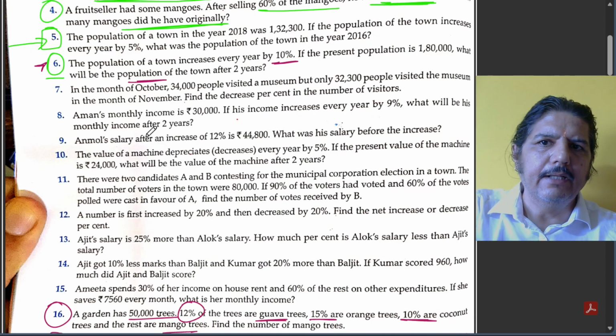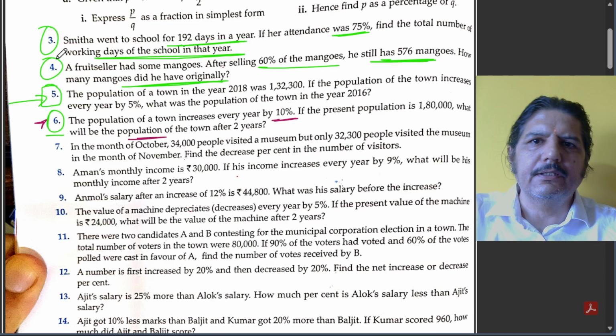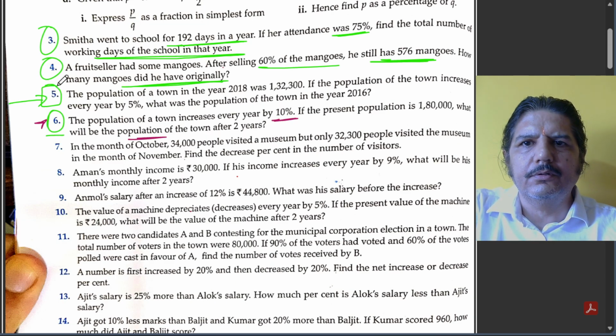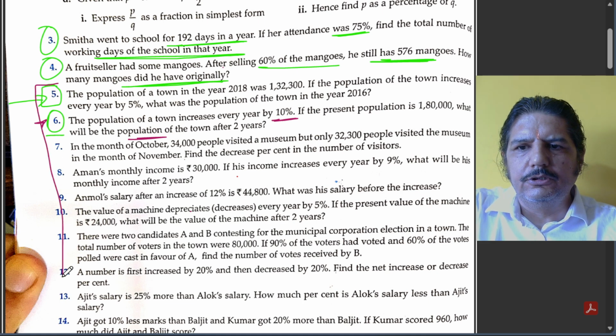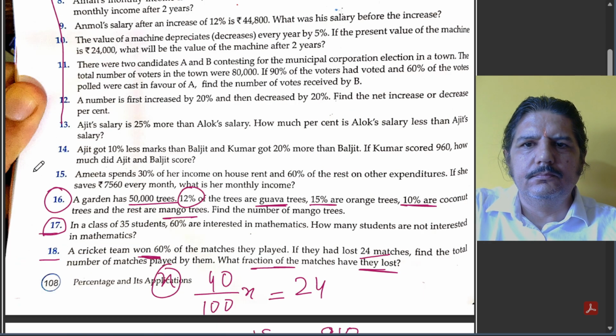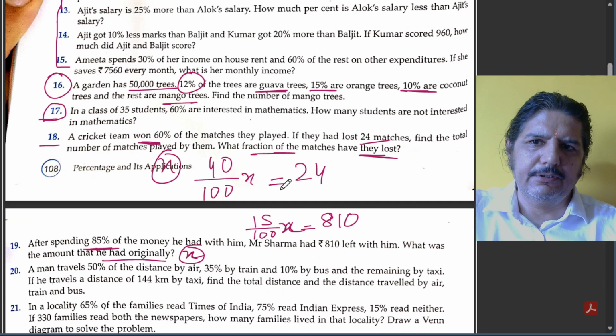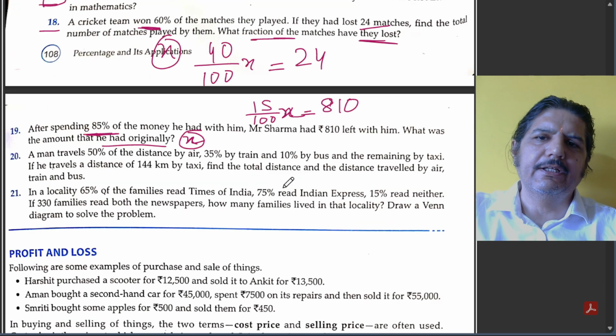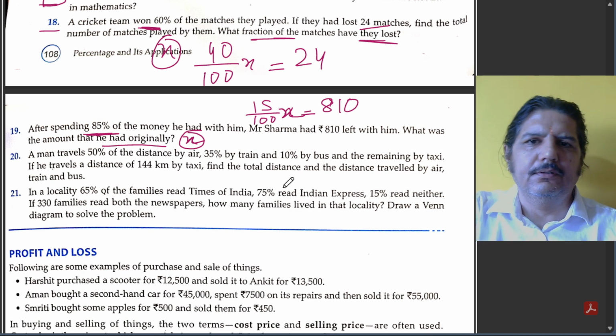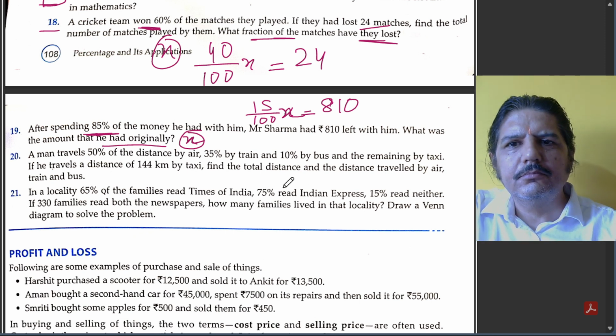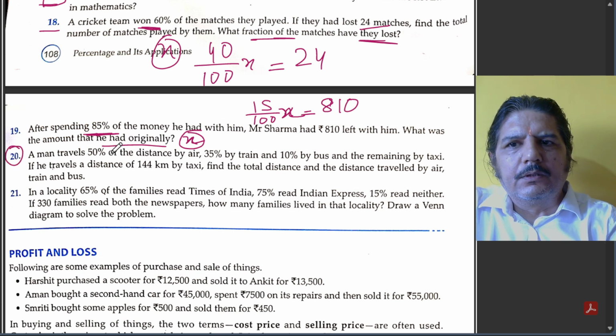Actually, in the middle there were some tough questions. I think, let us say, from question number 5 to, I must say, question number 15. These were tough questions. But after that, he has given some easy questions. Actually, easy questions should be given initially, but whatever is the case. Question number 20.